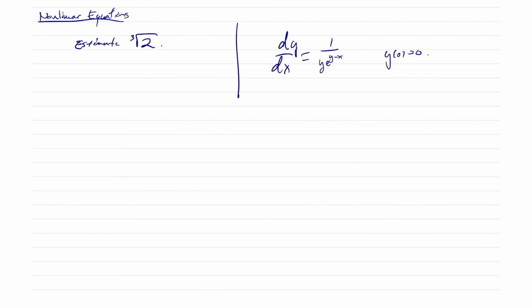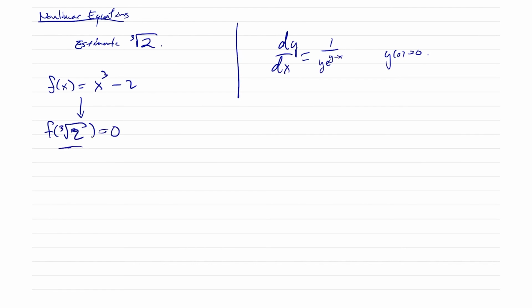Nonlinear equations come up a lot, and here are two examples. One is solving or finding an estimate for the cube root of 2, and that's going to be related to the function f of x is equal to x cubed minus 2. And so then we know that f of the cube root of 2 should be equal to 0.